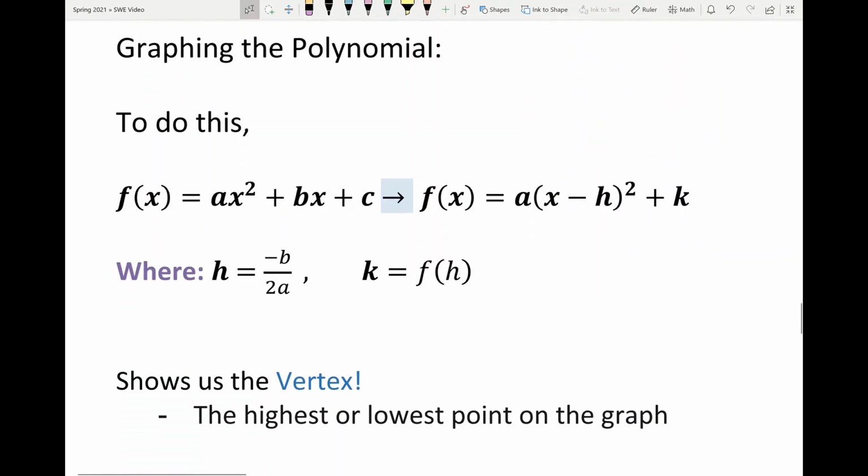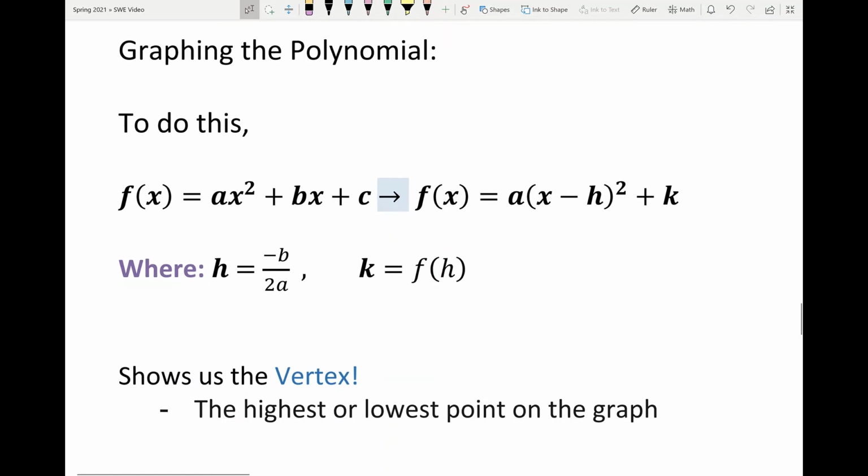Alright, so if we were going to graph a polynomial, you first need to turn our standard polynomial form into what we call vertex form. So A will stay the same, and then we're not going to have the B and C coefficients anymore. We will instead have something called H and K.